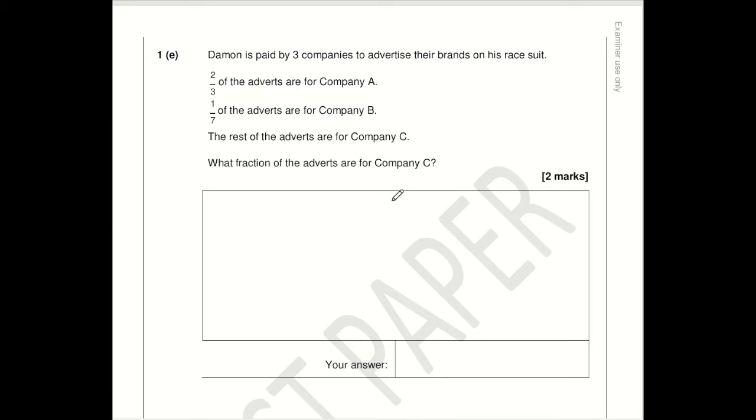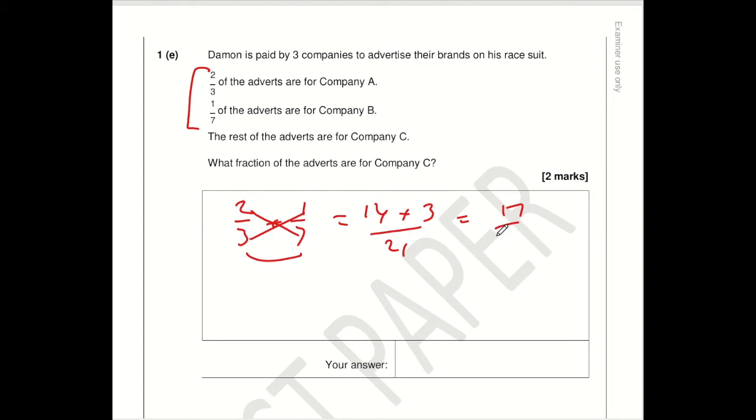Okay, moving on to 1E. This question is not too bad. All we need to do is add together the fractions to work out the fraction that accompany A or B. So 2/3 plus 1/7. I'm going to do crisscross smiley face. So 2 times 7 is 14, plus 1 times 3 is 3, all over 3 times 7 is 21. So that comes to 17 over 21.